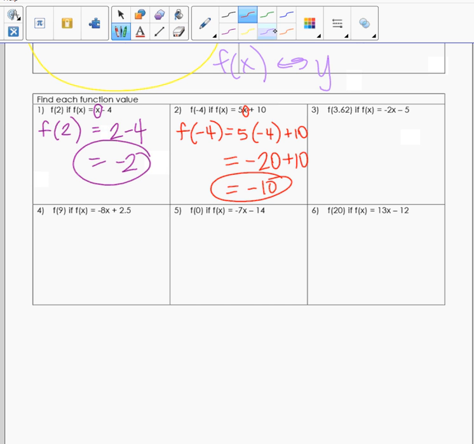For the next one, same thing. It's just a decimal, but it's the same thing. f of 3.62. So that means I want to make my x 3.62. So negative 2 times 3.62 minus 5. All I did was substitute that value in for x right there. If you take negative 2 with your calculator and multiply it by 3.62, you get negative 7.24, and then minus 5. If you subtract 5 from that, your answer is negative 12.24.